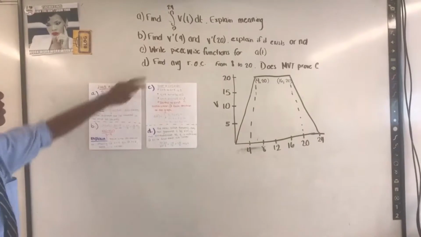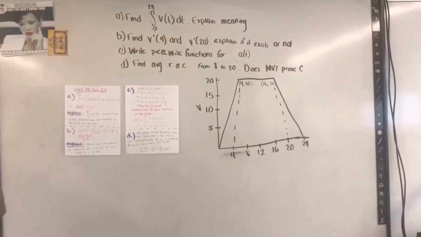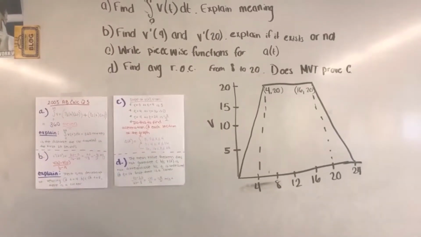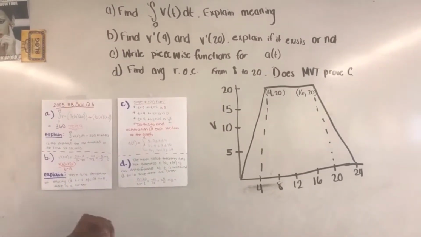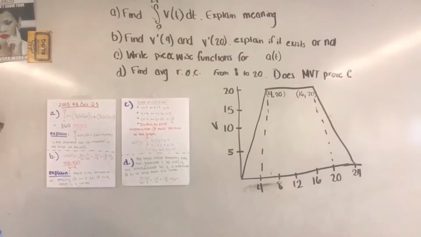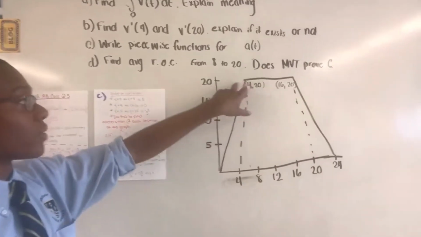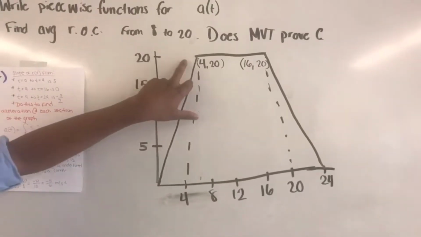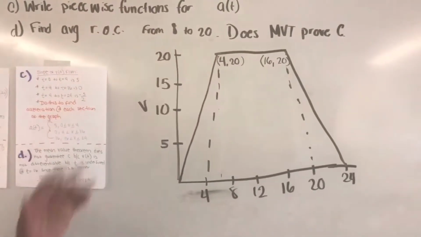Alright, so first let's start off with v prime of 4. There's not going to be a derivative at time 4 for v prime because it's a corner. You can't have a derivative at a corner. There's no slope.